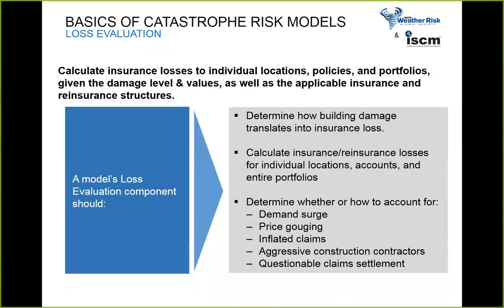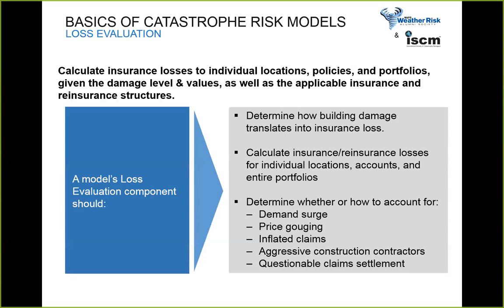And the last building block is the loss evaluation. Given the damage state to an individual or portfolio of risks, how do you apply the applicable insurance and reinsurance structures to those damage states? So ultimately, the financial module determines how to take building damage and translate it into insurance loss. This can be done for individual locations, for multi-location accounts, or for portfolios containing millions of individual risks.